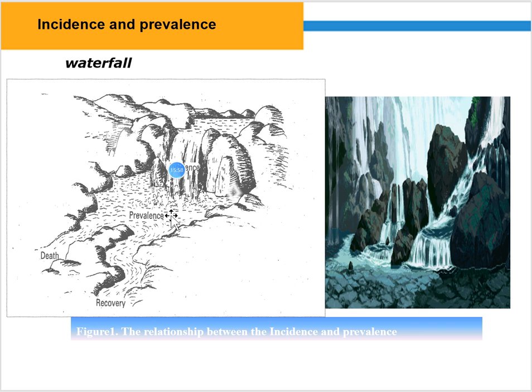This figure shows the relationship between incidence and prevalence. The waterfall is regarded as incidence. The red oval is regarded as prevalence. When recovery and death of cases are stable, the higher the incidence, the higher the prevalence. The lower the incidence, the lower the prevalence.